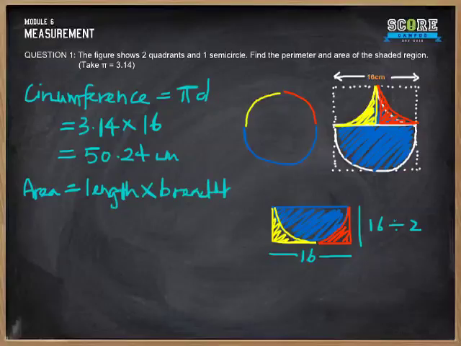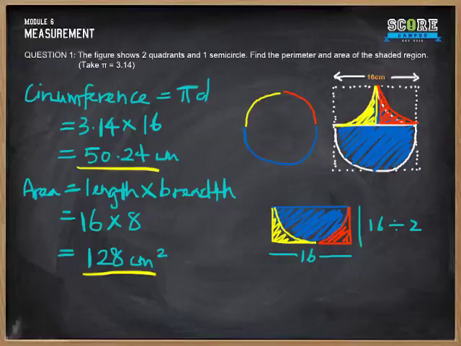Length times breadth. What is your length? Your length is 16. What is your breadth? Your breadth is 8 cm. And what is your final answer you get? 16 times 8 is 128 centimeters squared. And that is your final answer. All I'm trying to tell you is do not think of it as a fixed way of work. You've got to get creative over here.